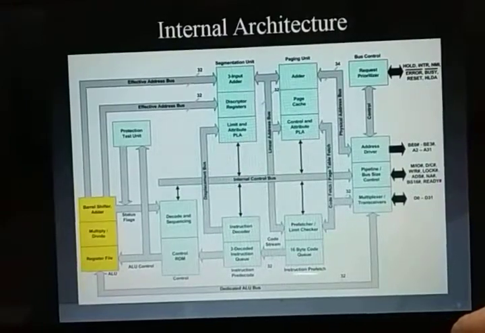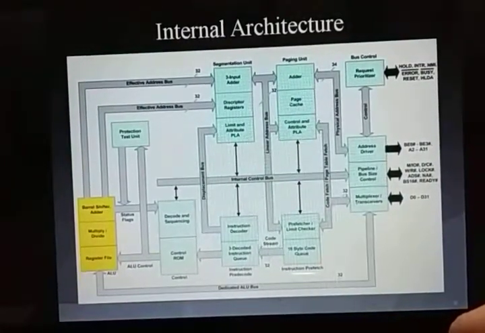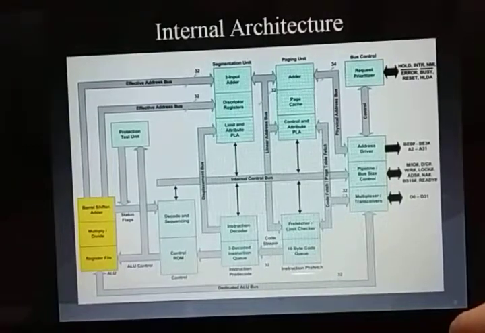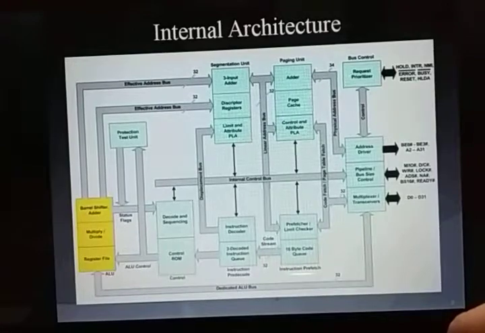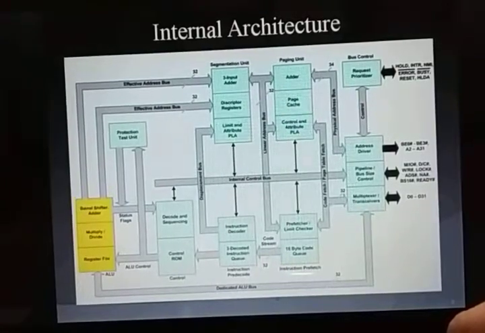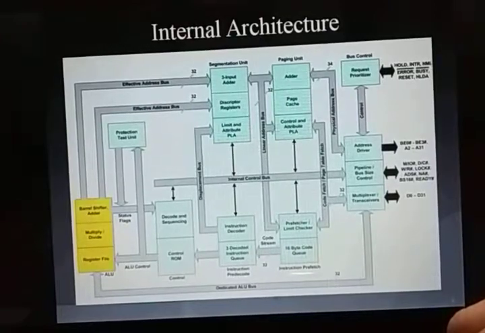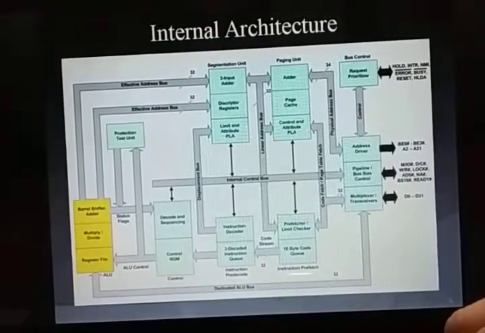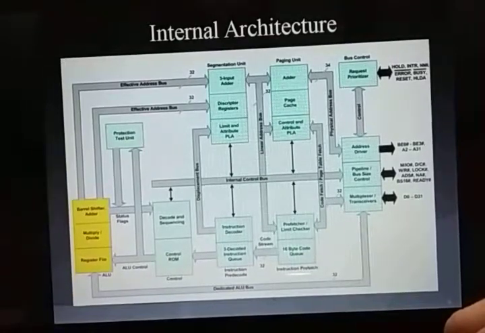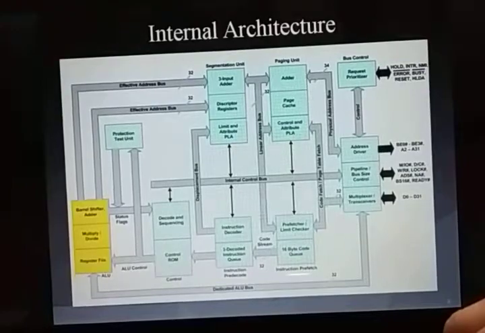Now you can see the internal architecture of the 80386. You divide this architecture into three parts: the central processing unit, the memory management unit, and the bus interface unit. Then the central processing unit is divided into two parts: the instruction unit and the execution unit. The memory management unit is divided into two parts: segmentation and paging.